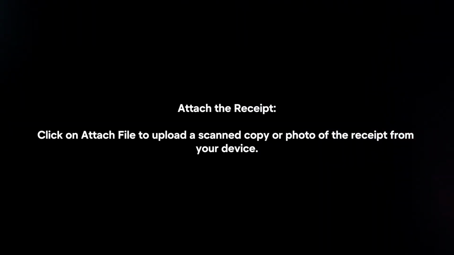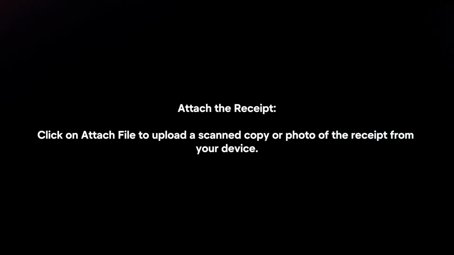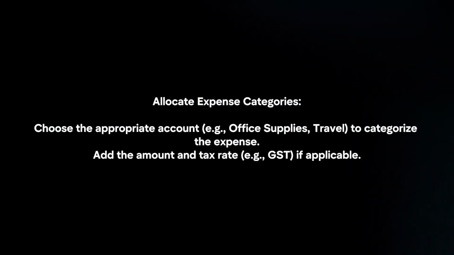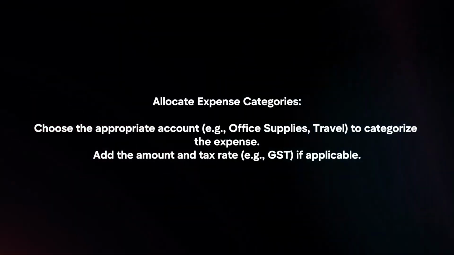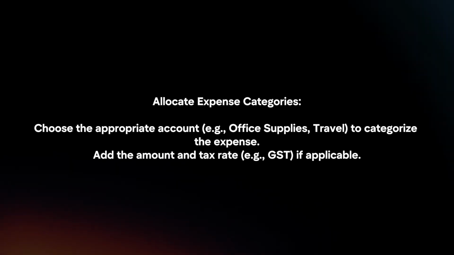Attach the receipt. Click on Attach File to upload a scanned copy or photo of the receipt from your device. Allocate expense categories. Choose the appropriate account to categorize the expense. Add the amount and tax rate if applicable.